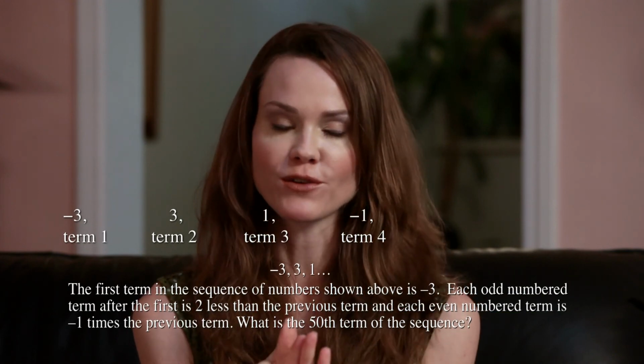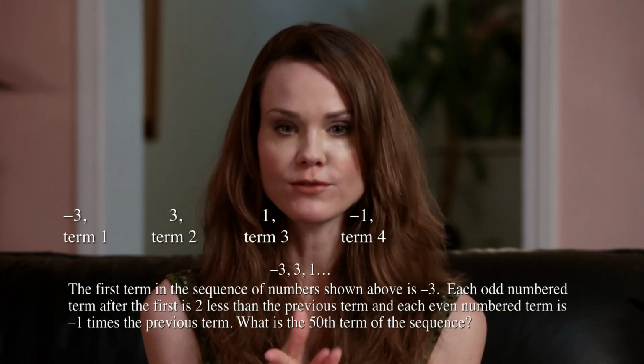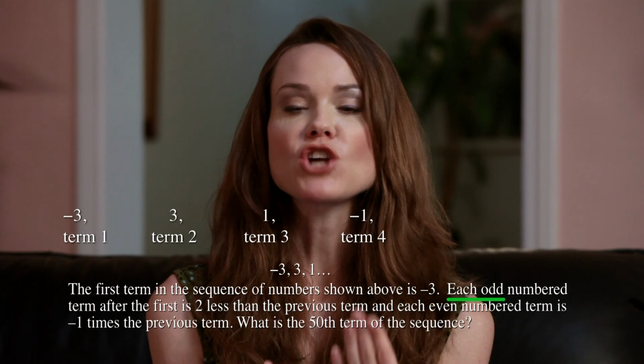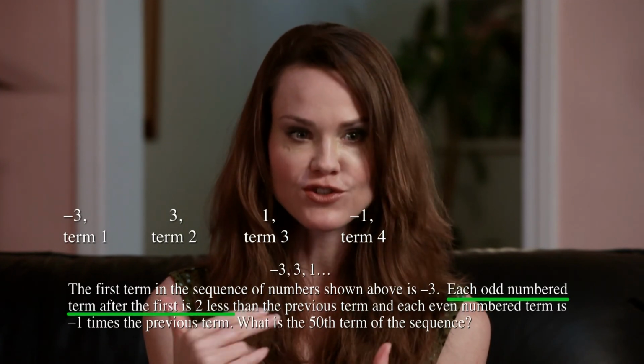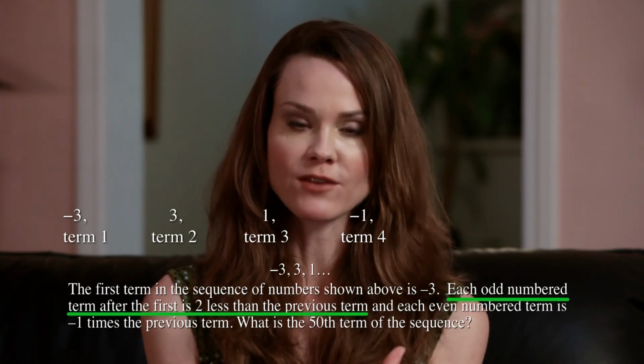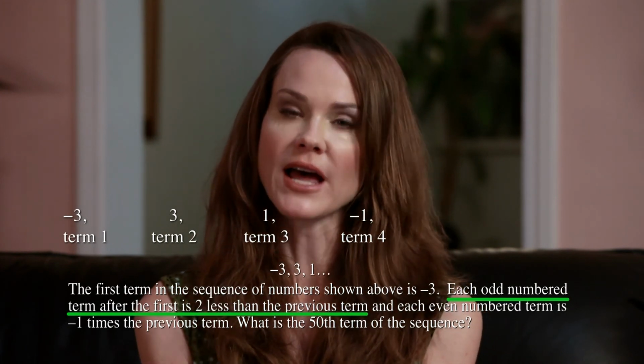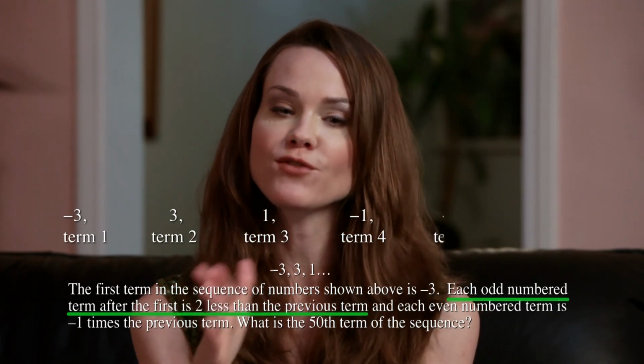Now I'm on the fifth term. Fifth, 5 is an odd number. That's an odd-numbered term. Each odd-numbered term after the first is 2 less than the previous. Well, -1, what's 2 less than -1? Jump down the number line, you'd be at -3.